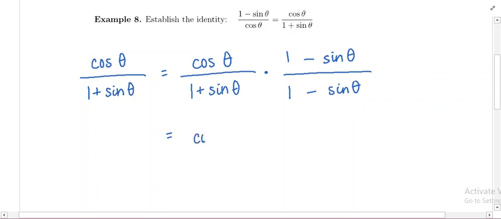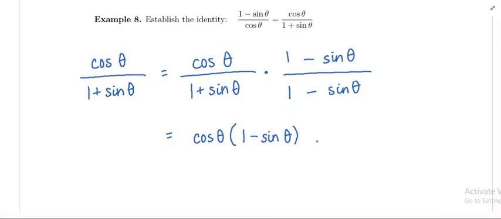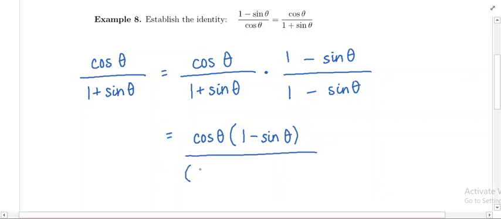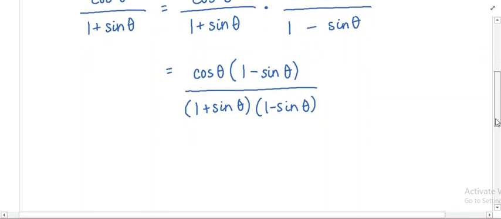So we can take the cosine of theta, we need to multiply it by 1 minus the sine of theta. 1 minus the sine of theta has to be in parentheses because it has two terms. It is a package deal. You are going to have to come back and distribute that cosine potentially, okay? The bottom, you're going to multiply the package deal 1 plus the sine of theta times the package deal 1 minus the sine of theta, okay? They must be in parentheses because you're going to have to distribute, okay?